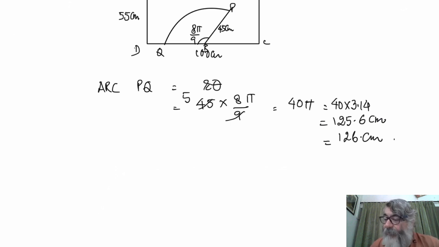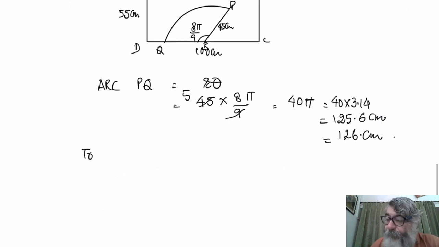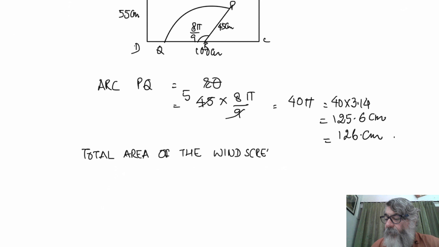Now the total area of the windshield or windscreen, whatever you want to call the screen, will be 55 into 100. That is 5500 centimeter square. This is the total area.